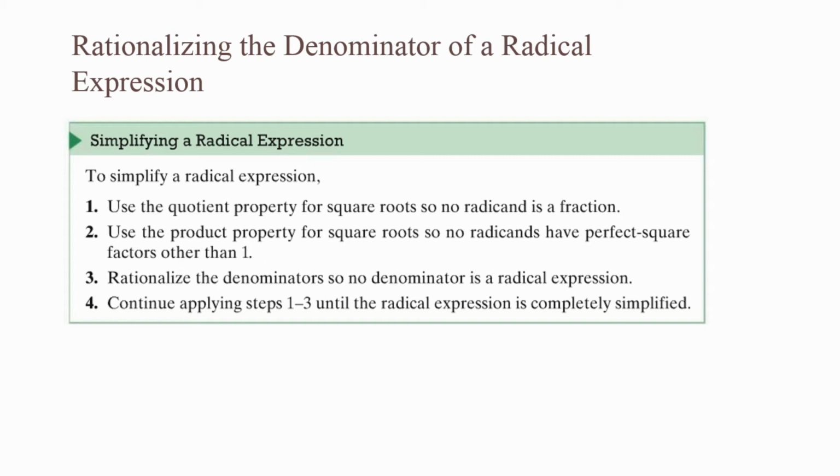Use the product property for square roots, so no radicand has perfect square factors other than 1. 3. Rationalize the denominators, so no denominator is a radical expression. 4. Continue applying steps 1 to 3 until the radical expression is completely simplified.